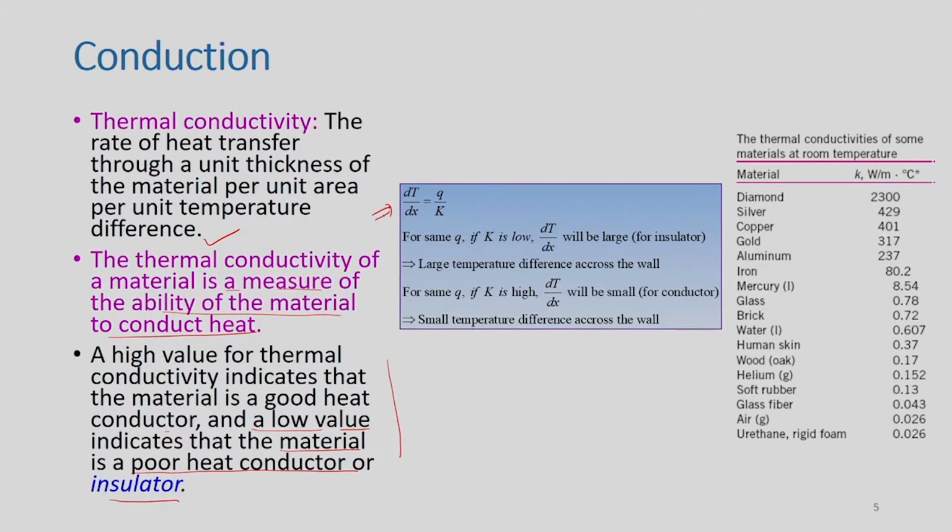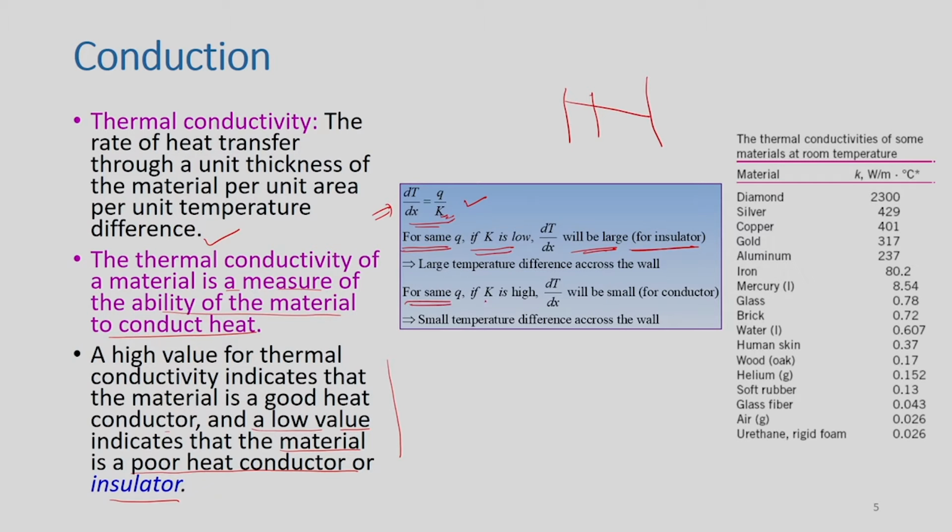In a deeper sense, we can go back to the equations and see how these are related. By using Fourier's law of heat conduction, dT by dx is q by k. If we consider the same q or same heat transfer, and k is low, then what will happen? This dT by dx will be large, and this is valid for insulators. That means a large temperature difference across the wall will be there. If we take a wall here, this temperature difference will be very large.